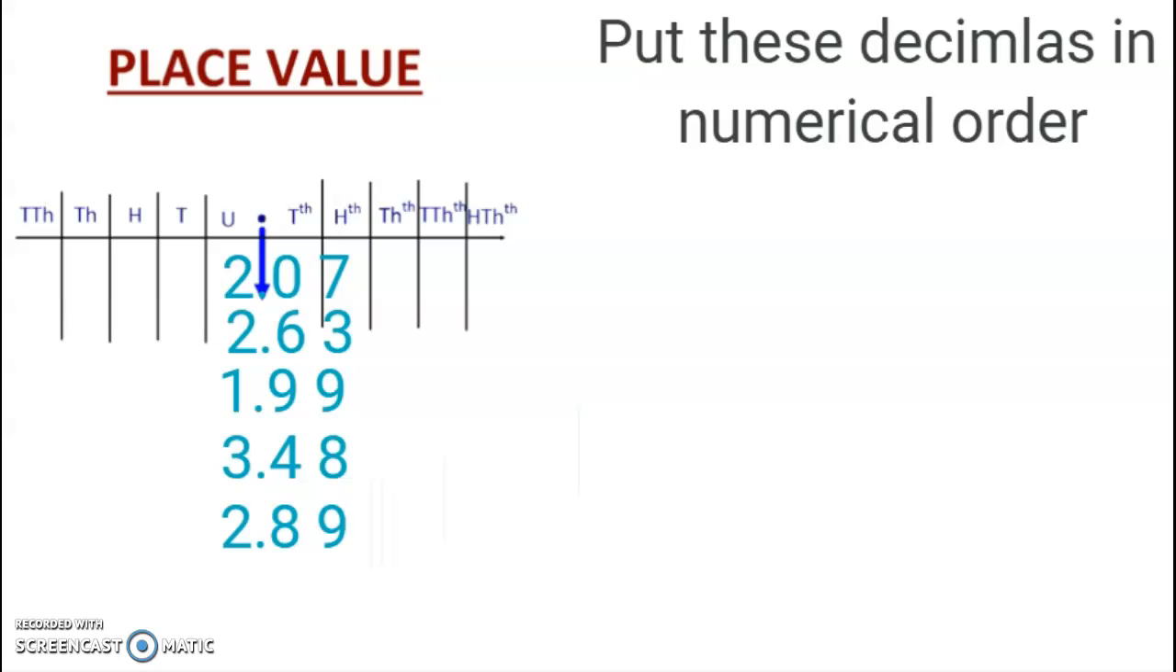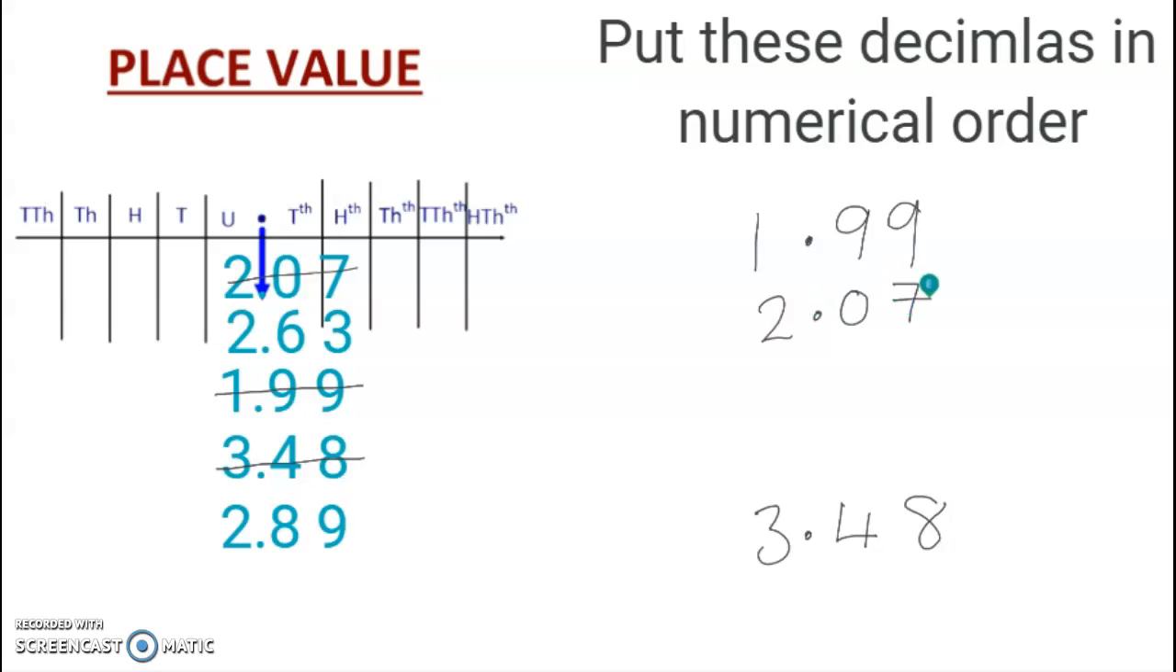I can see 1.99 is the smallest. I can see 3.48 is the biggest. So now I've just got to get my brain going and make sure I can do these. So 2.07, £2.07, 2.63, £2.63, and 2.89, £2.89. And there they are in order from smallest to biggest. How easy is that? I just line up the decimals and put them in the right order.